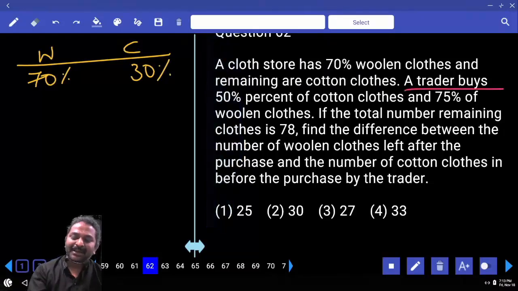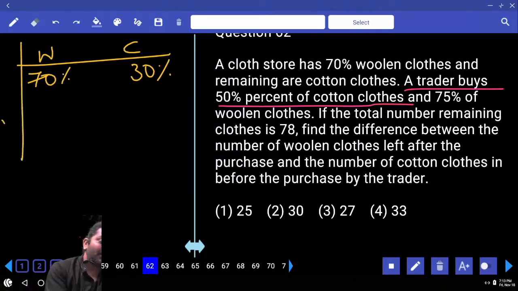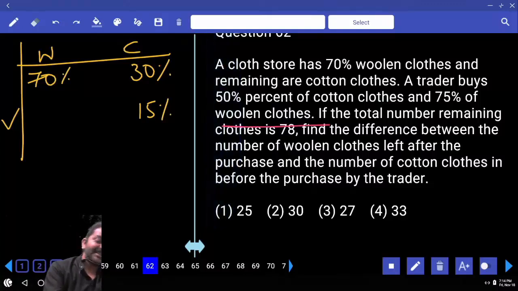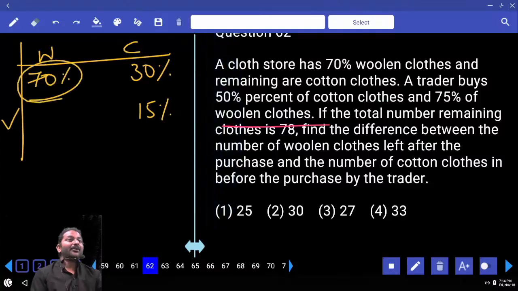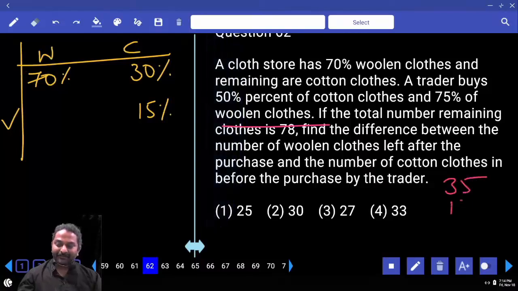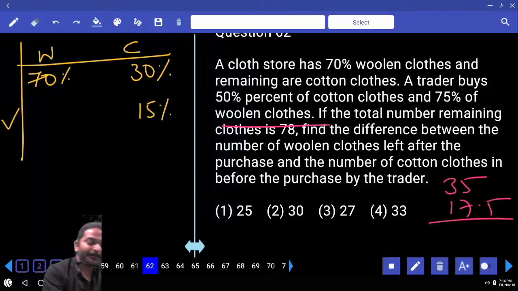A trader buys 50% of the cotton clothes. So how many were bought by the trader? 50% of the cotton, that is 15 only. And 75% of the woolen. How do you get 75? Don't go for 3 by 4. Half plus half. What is half? Again half. Both together: 52.5.